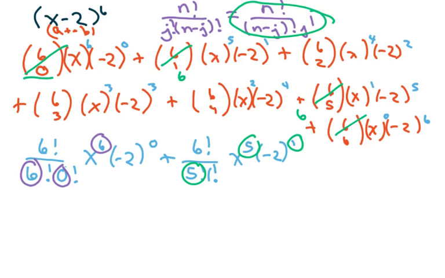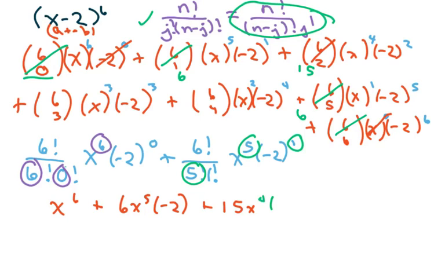And you can either use your formula here or Pascal's triangle, and what we're going to get on this is x to the 6th, plus, because this equals 1, anything to the 0 is 1, so x to the 6th plus 6x to the 5th times negative 2, plus 15x, this equals 15. Let me do this in different colors. It's 15. So 15x to the 4th, negative 2 squared.